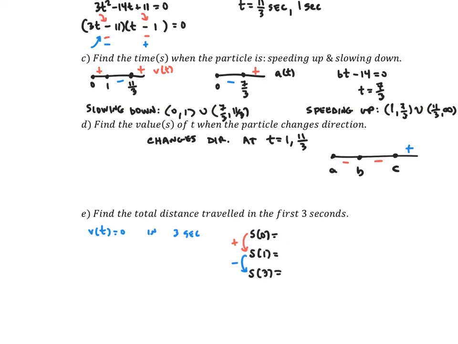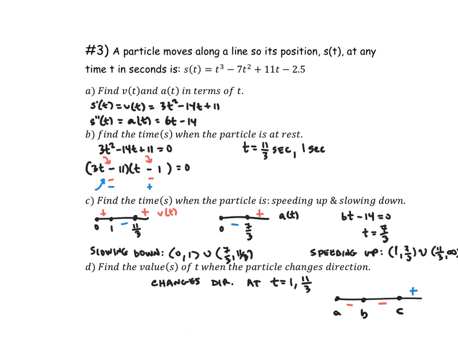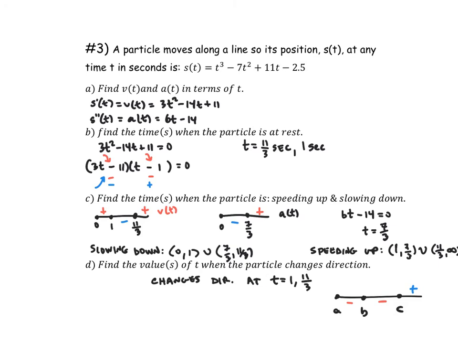Let's look back at the original position function. If I plug in 0, the original position is -2.5. The position after 1 second would be 1 minus 7 plus 11 minus 2.5, which is 2.5. So our position change from 0 to 1 was right 5 units.